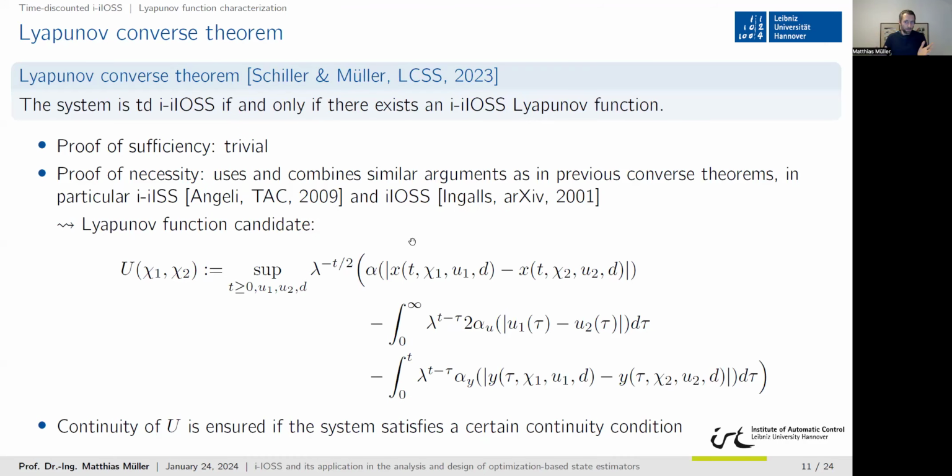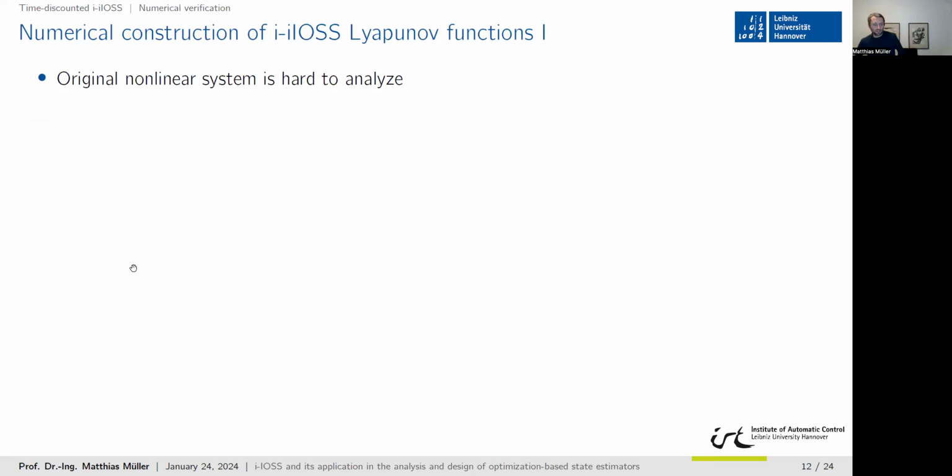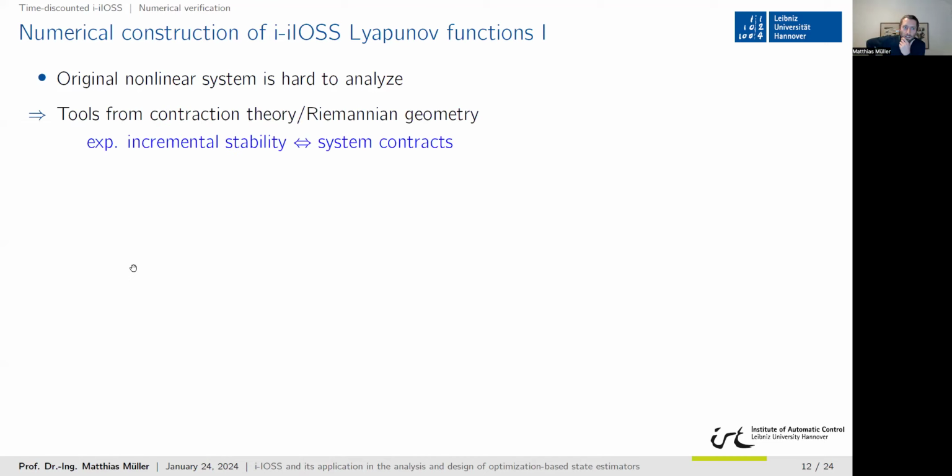Now this is nice because, as for other well-known ISS and related concepts, we have an equivalent Lyapunov characterization, and we will later use this in the design of these nonlinear state estimators. However, to this end, I need to compute a corresponding ISS Lyapunov function. And as you all know, this is difficult for general nonlinear systems. What we propose is to use tools from contraction theory or Riemannian geometry, that have been proposed in recent years, to compute Lyapunov functions for contracting systems.